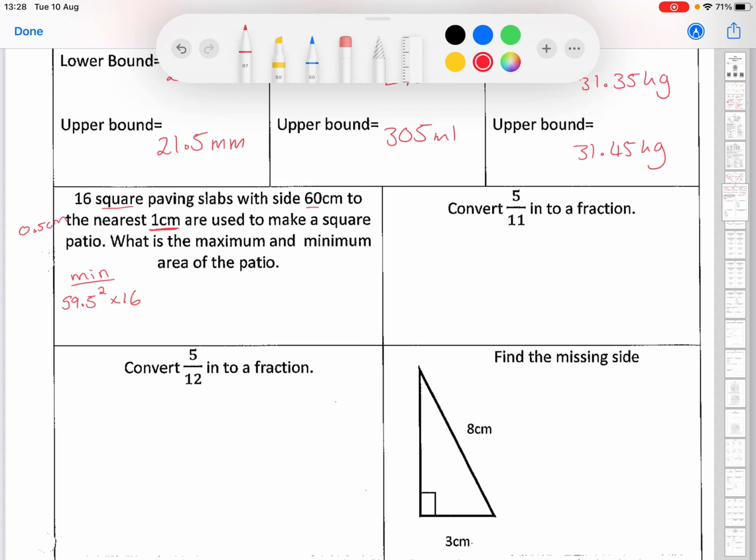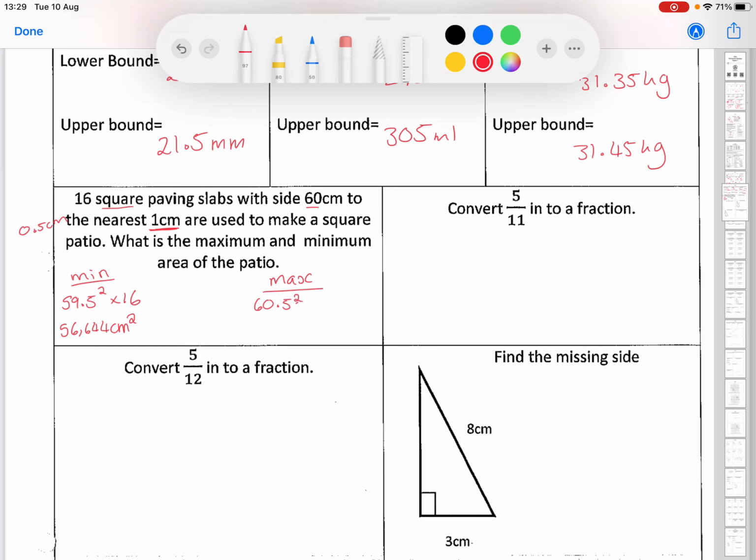So we're squaring it because we're just doing it times by itself. That's how we get our area of a square. And we want 16 of them, and hopefully my calculations are correct, at 56,644 centimeters squared.